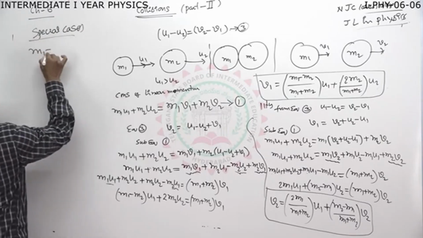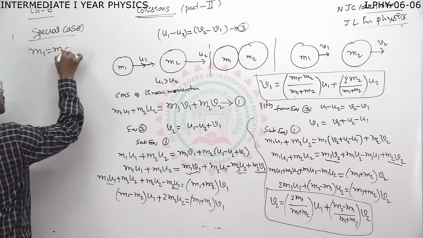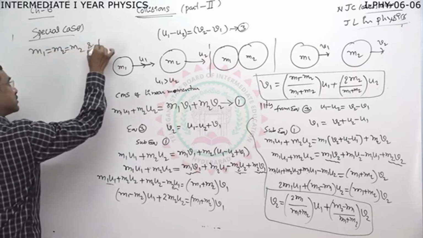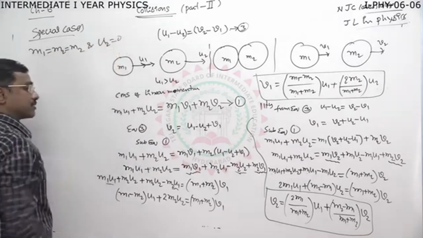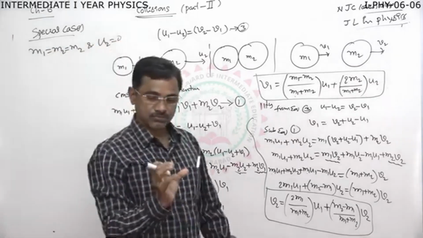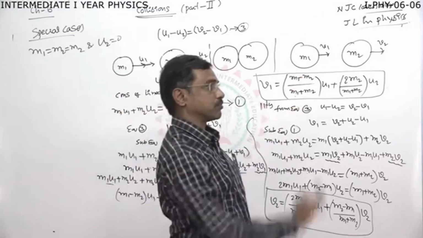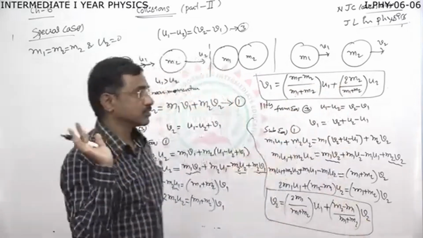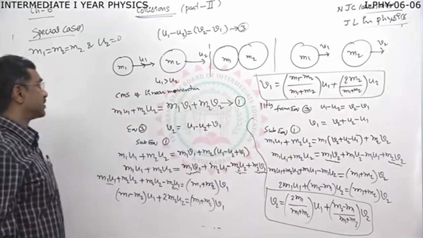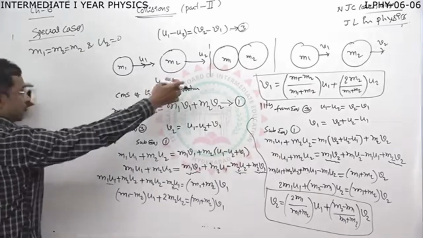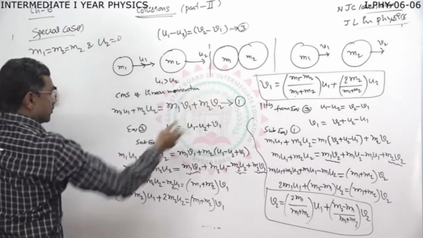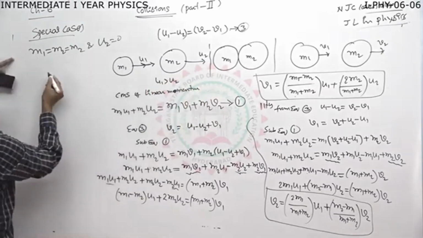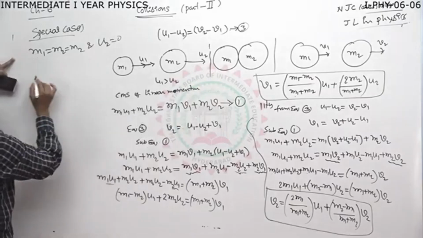Suppose both the balls have the same mass, M1 is the same as M2, and the second ball is initially at rest. Say wall. The wall is the second ball. The first ball is the rubber ball. You throw the rubber ball. Before collision, the wall is at rest. Even after collision also, the wall is at rest, isn't it? So that type of collisions. Now you apply this condition, then we'll get it. What I mean to say here, both masses are equal and U2 is at rest.